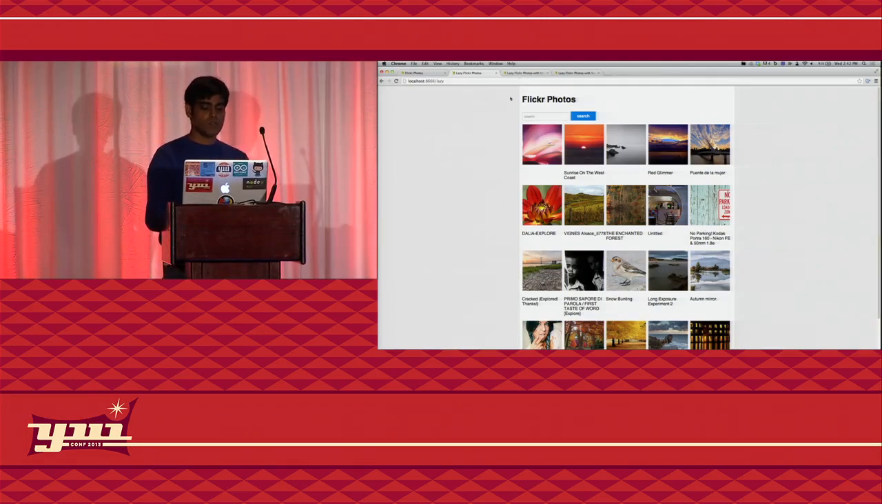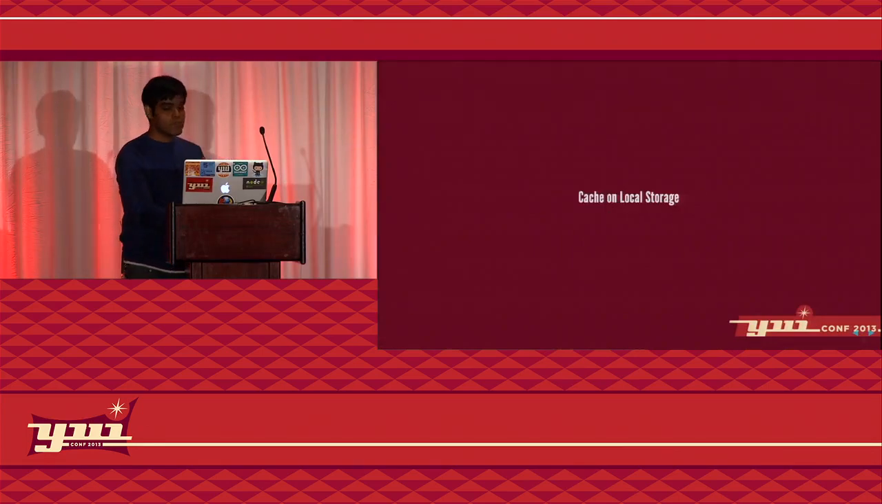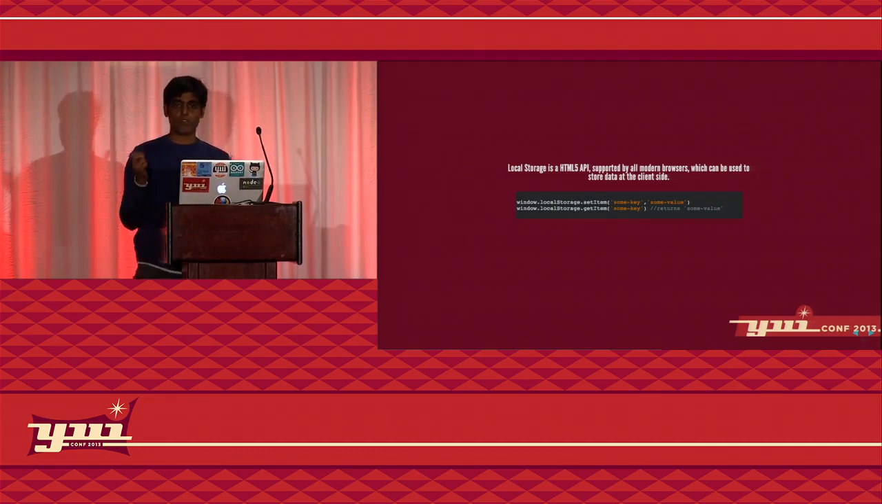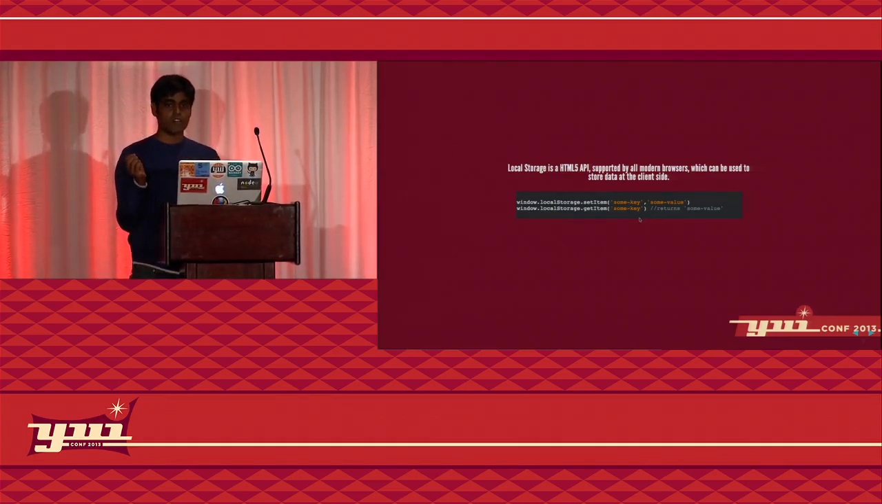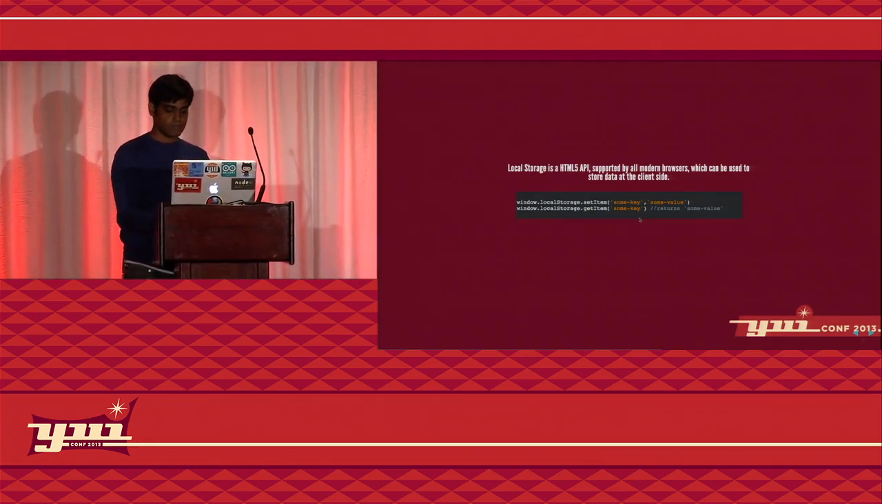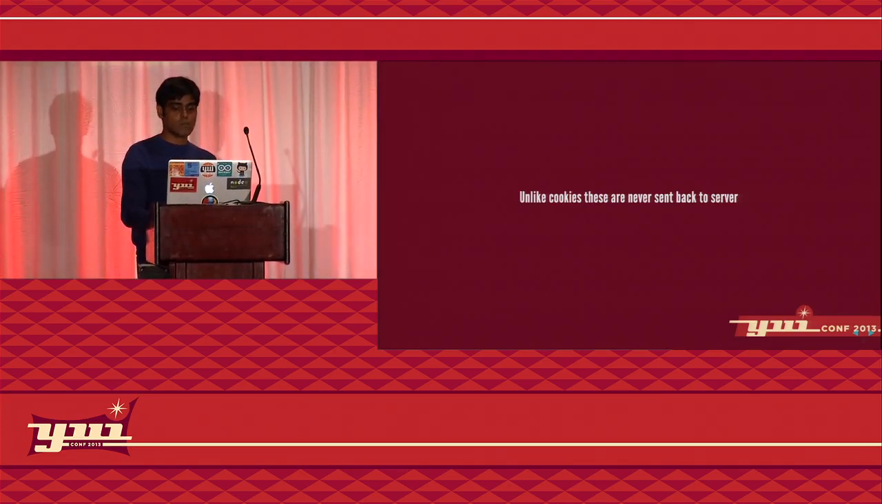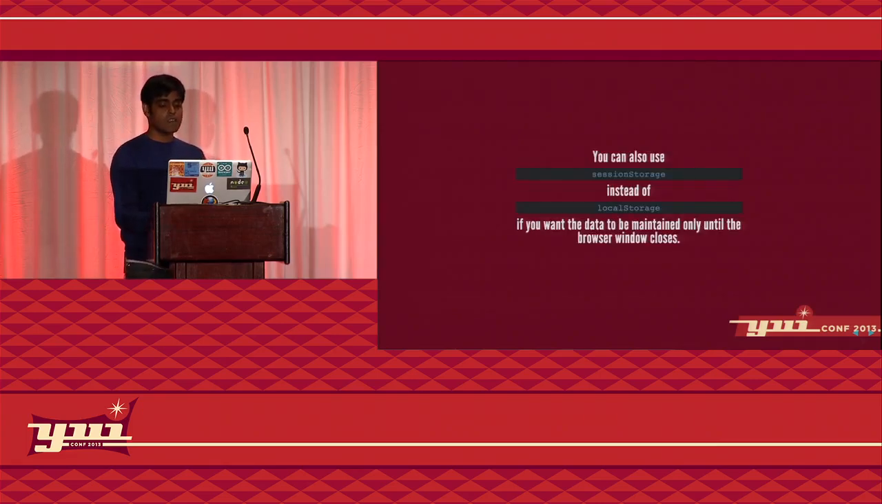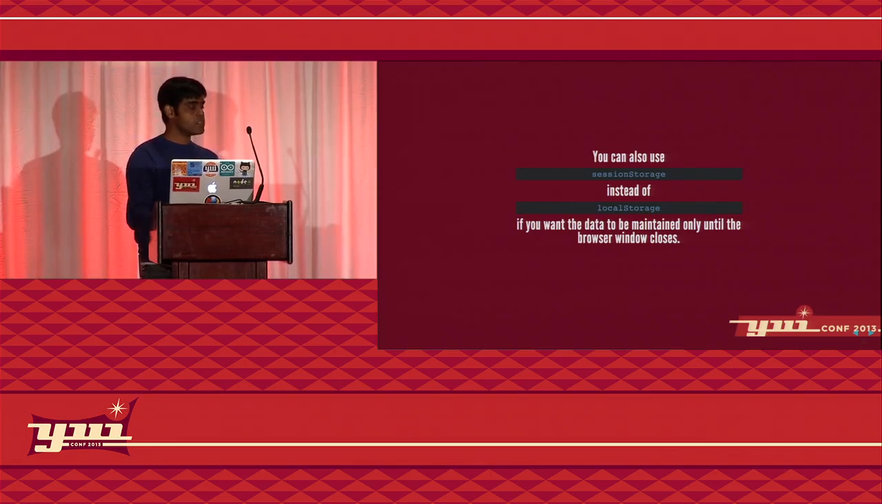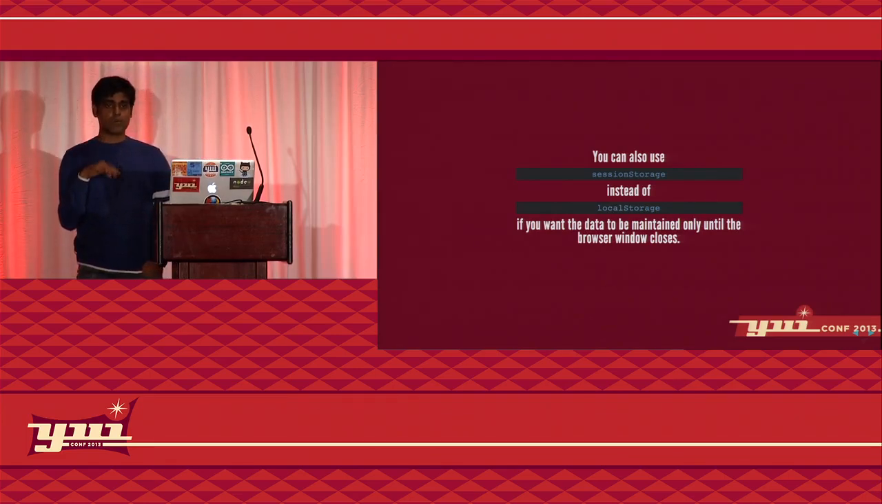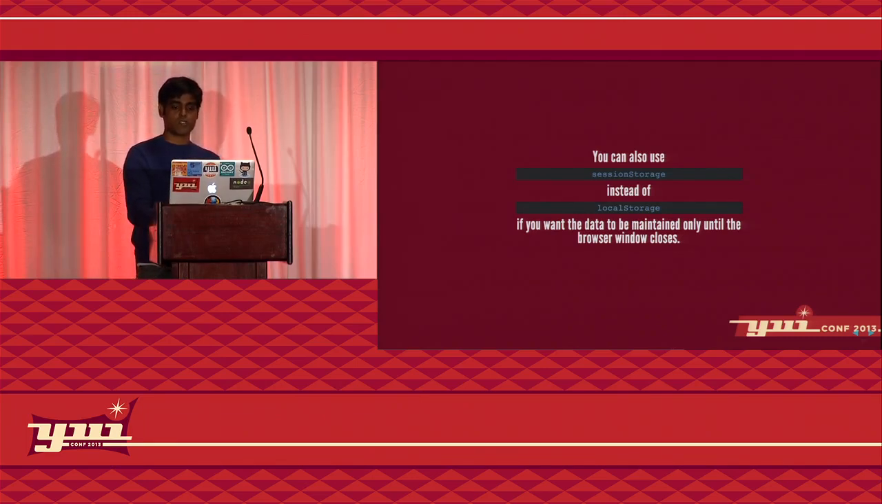What I decided to do is use local storage. Local storage is basically a small browser-supported storage on the browser, in which you can store a key and value. It's a very simple API: window.localStorage.setItem, you set some key and the value, and when you call getItem, it returns you the value. There is a difference between local storage and cookies. Cookies are always sent to the server, while local storage data is not sent to the server. You can use session storage instead of local storage if you want data to be maintained only while the browser remains open, so session storage gets destroyed once the browser is closed.